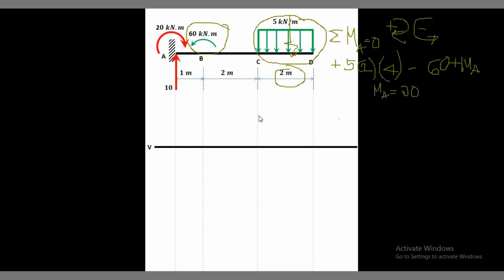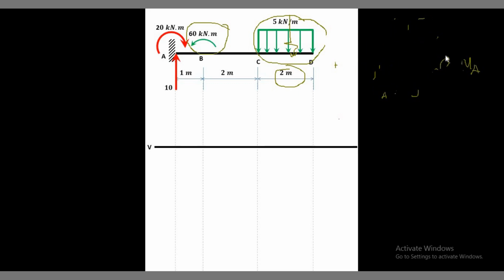Wait. 5 times 2 times 4 minus 60. Sige, wait lang.